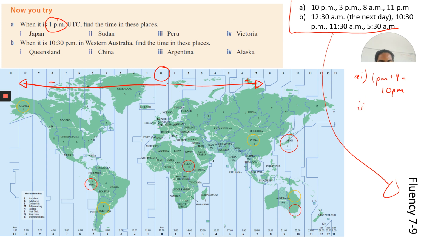Number 2, Sudan, over here in Africa. Sudan is +2. So we are going to do 1 p.m. plus 2 is equal to 3 p.m.